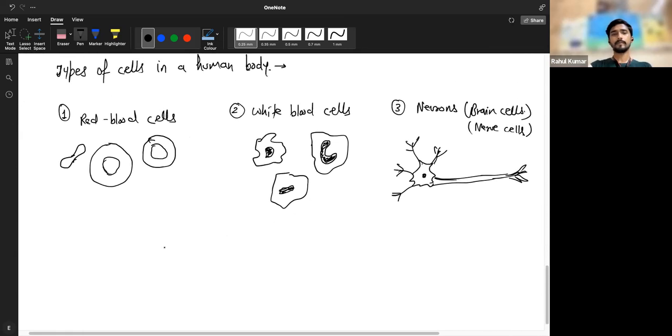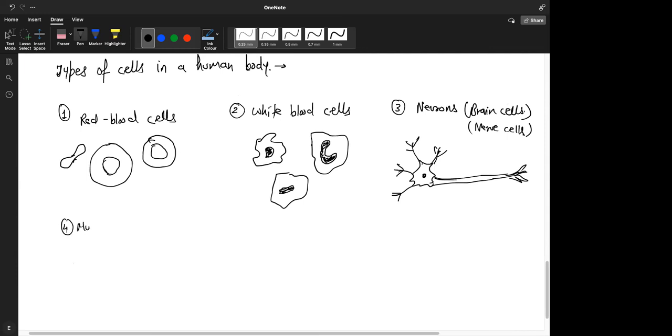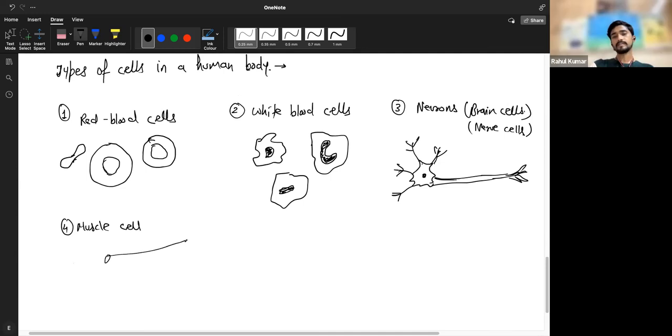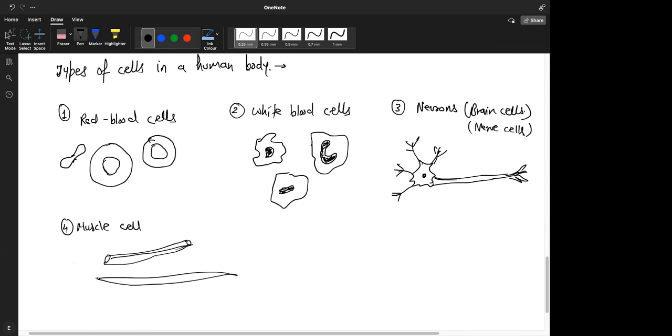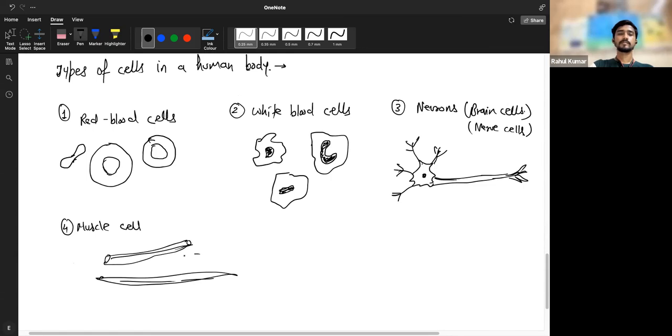Tell me a few more types of cells that you have in your body. Do you have muscle cells in your body? How does a muscle cell look like? They are bundle-like long cells, right? Long and narrow. Yes, they are long bundles. So they look like this. Long bundle. And what else do we have? Do we have fat cells? Yes? Okay, let's take the example of these four cells.